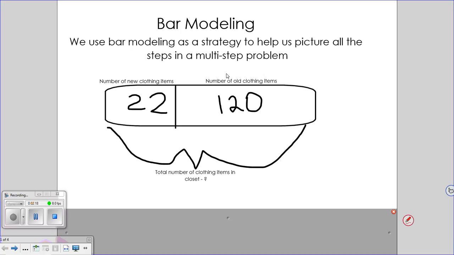Clearly, I want to find out what's the total number of clothing items in my closet. I don't know that. That's why there's a question mark there. I do know how many I bought when I went on my shopping spree. And I do know how many were in my closet already. How am I going to figure out how many total number of clothing items I have? So it's just providing another way for you to quickly see what you're going to do.